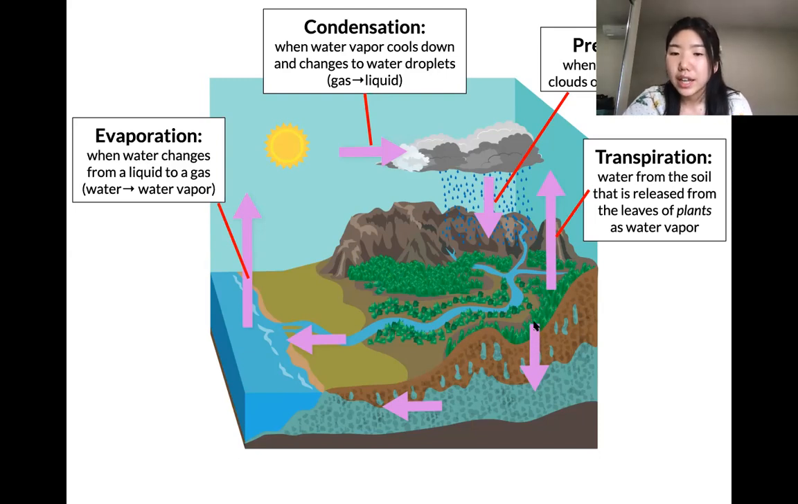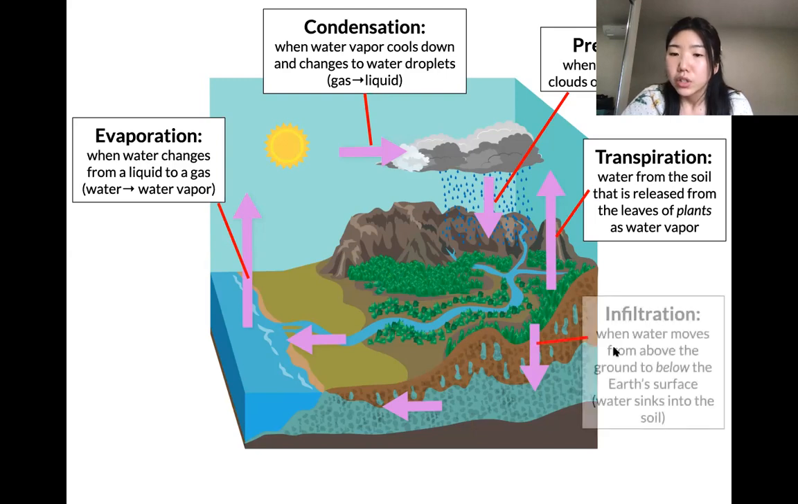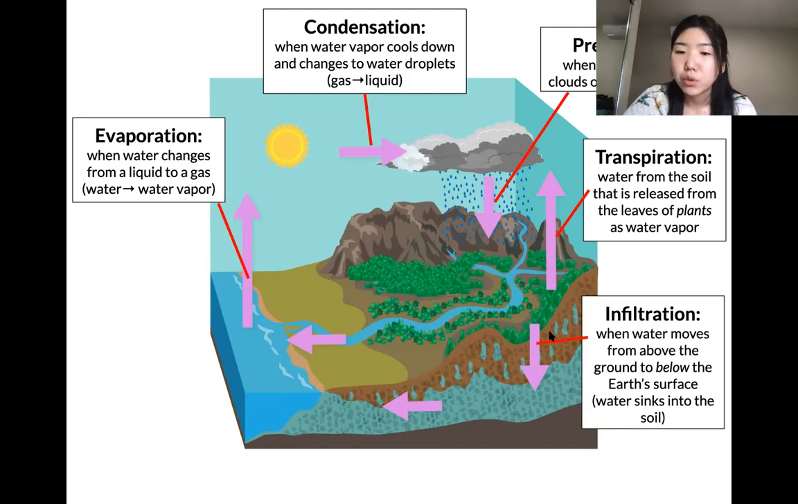Down over here, you see an arrow pointing down. Remember when water is soaked in to the Earth's surface, that's called infiltration. So infiltration is when water moves from above the ground to below the Earth's surface. So that's when water is sinking into the ground.